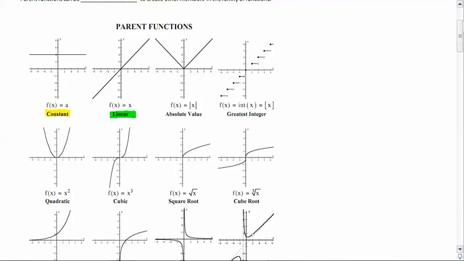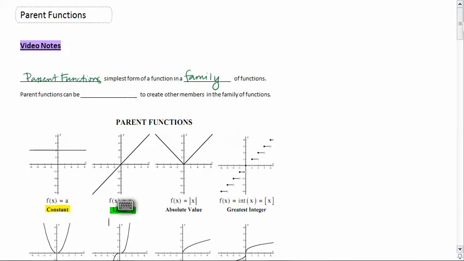So another linear function we could have is 2x, or 5x plus 1, or -10x minus 20. These are also linear functions, but they're versions of f of x equals x. So the way that we think about parent functions is it's the most basic function. It's the simplest form of a function in a family of functions. So all of those other linear functions, those are our family of functions. f of x equals x, that's our parent function.